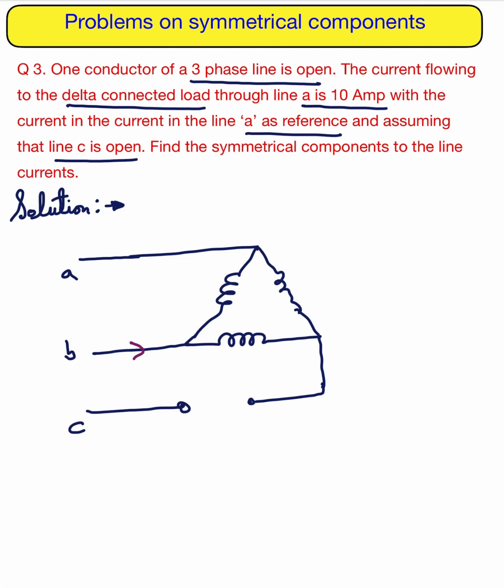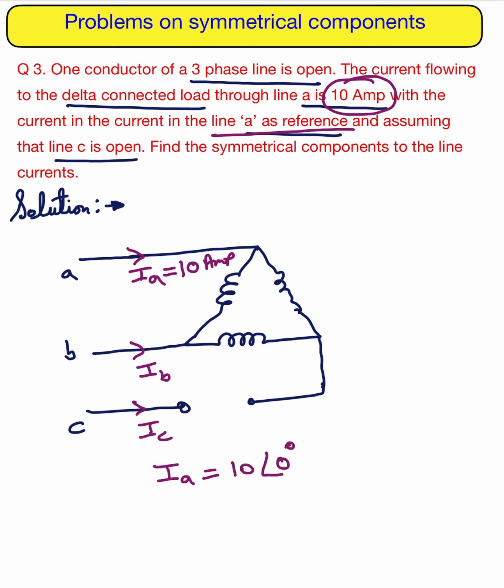Here the current flowing is IB, here IC, and here IA. The question mentions that current IA is 10 ampere, and that line A is the reference. So we take IA equal to 10 angle 0 degree, which is the reference.